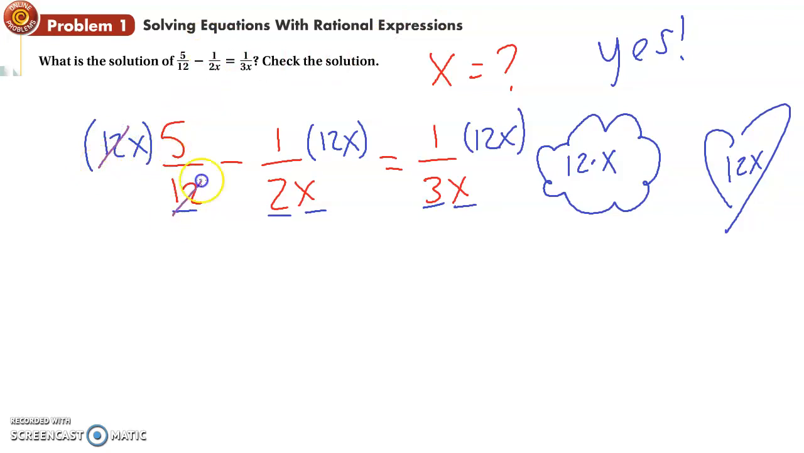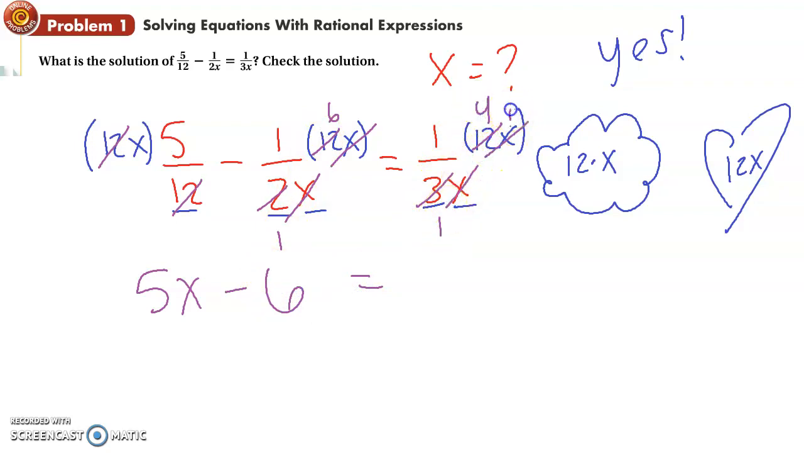Well, the 12 and the 12 cross cancel, and all I have left is x times 5, which is 5x. The 2 and the 12 become a 1 and a 6, and the x cross cancels with the x, and all I have left is negative 1 times 6, which is negative 6. And then the 3 and the 12 become a 1 and a 4. The x and the x cross cancel, and they both become 1s. So all I have left is equal to 4. And now this whole complicated looking fraction becomes something much easier to handle and something that we can actually solve quite easily using regular algebra.